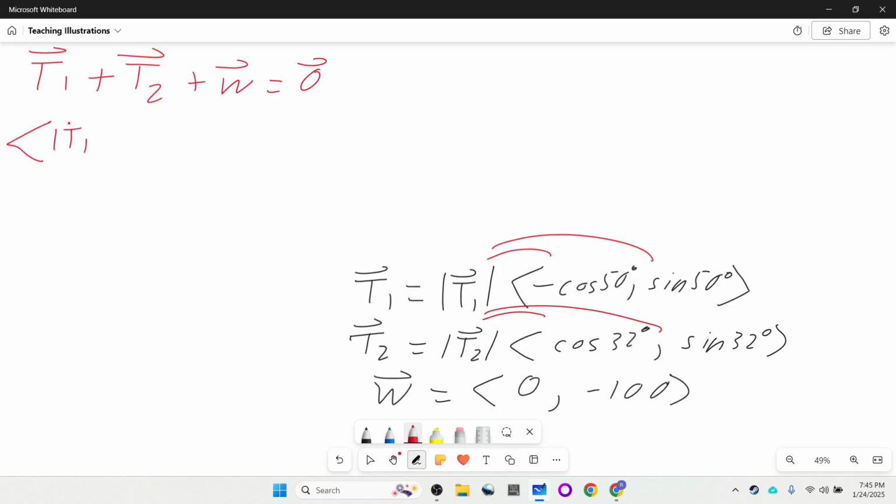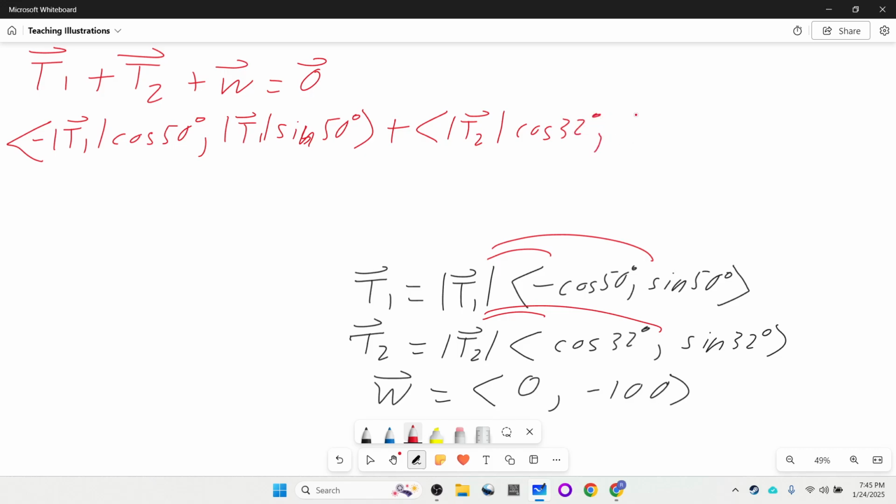Length of t1, negative cosine of 50 degrees, comma, length of t1 sine 50 degrees, plus length of t2 cosine 32 degrees, length of t2 sine 32 degrees, plus 0, negative 100 equals 0, 0.